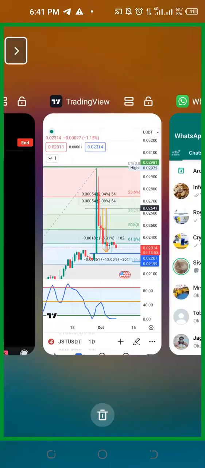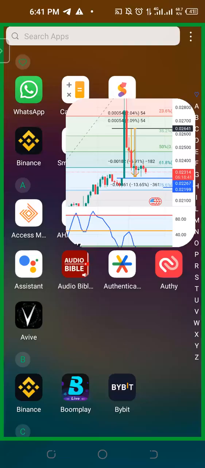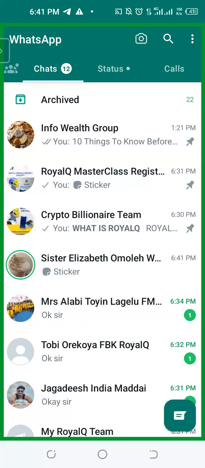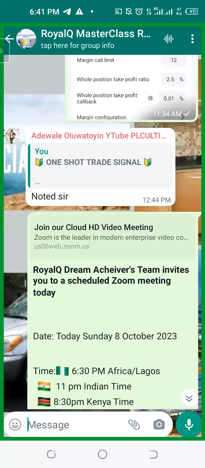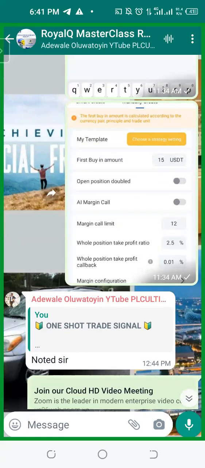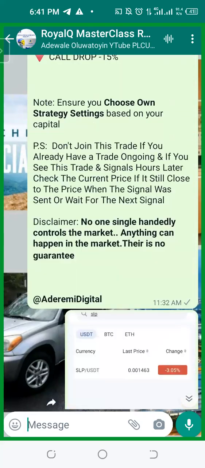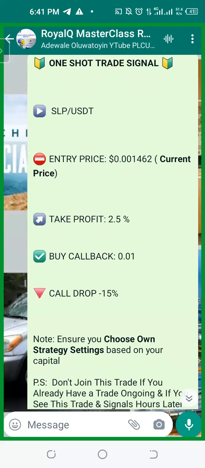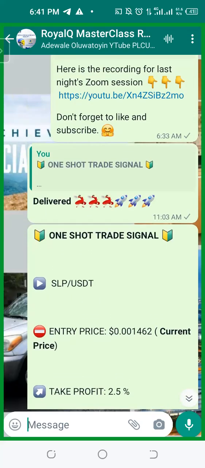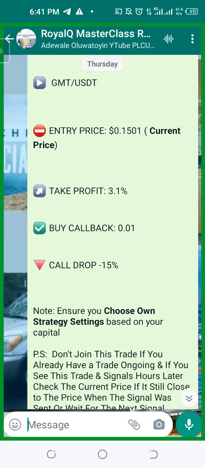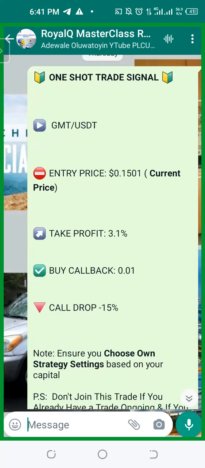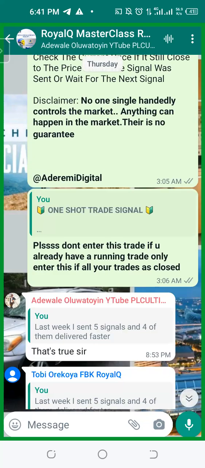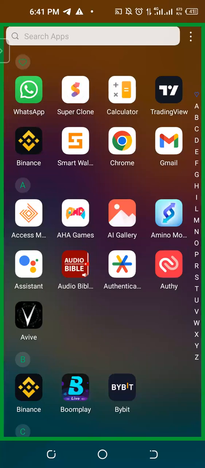So if you're in this trade, you need to be patient. You need to be patient. Now, another coin that I sent was GMT 3.1, and that was on Thursday. And that coin last week delivered. I think I did enter that coin. The coin delivered.